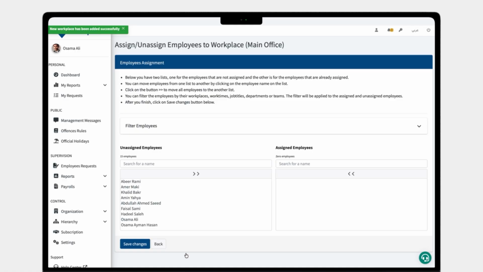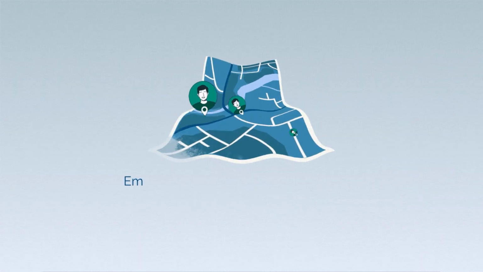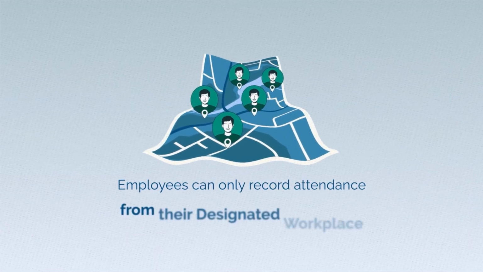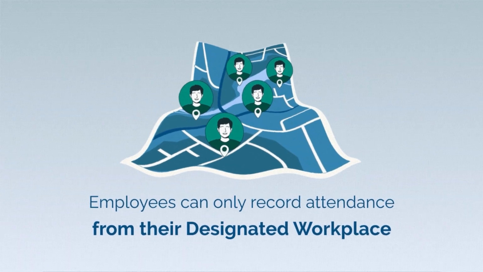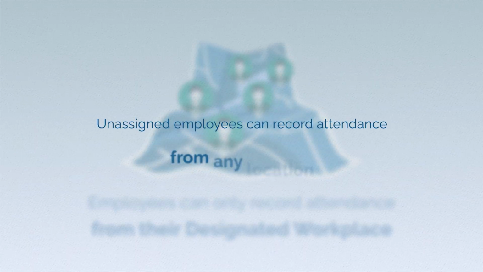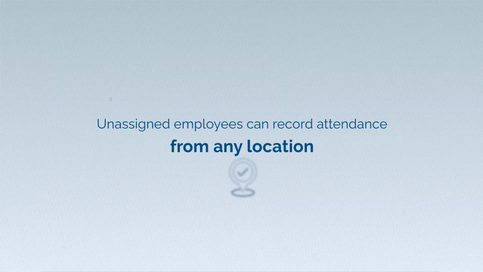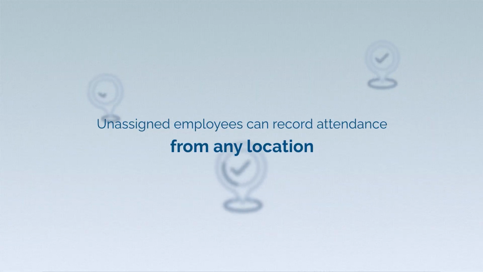From the assignment page, you can assign employees individually by clicking on the name, or all at once by clicking on arrows. Once assigned, employees can only record attendance from their designated workplace. Unassigned employees can record attendance from any location, and their location will be logged in the attendance records.